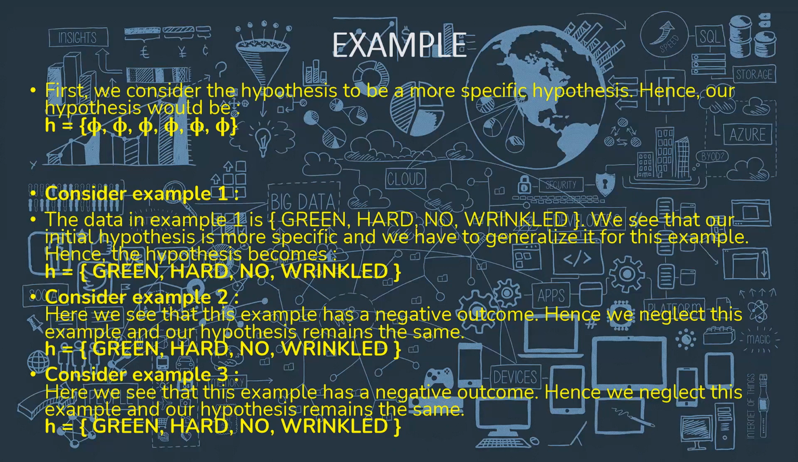After becoming generalized, it becomes green, hard, no, winged. In the next example, we see that the example is negative, so we neglect that data and keep the hypothesis the same, that is green, hard, no, winged. The third example is also negative. We neglect that data and keep the hypothesis the same.